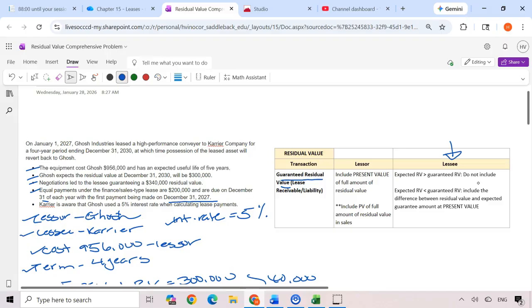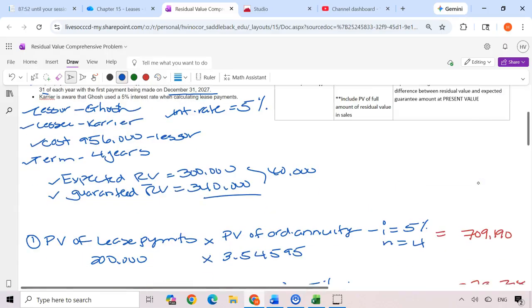However, if the expected residual value is less than the guaranteed residual value, then the difference between those two has to be included in our lease liability at its present value. So let's go through that. We're told the expected residual value in this problem is $300,000, and the guaranteed residual value is $340,000. So in this situation, our expected is lower than the guaranteed.